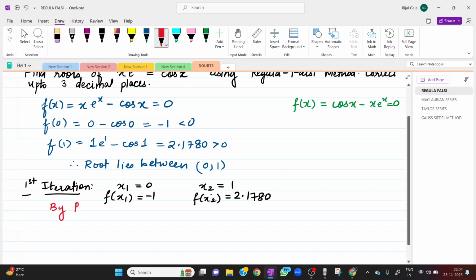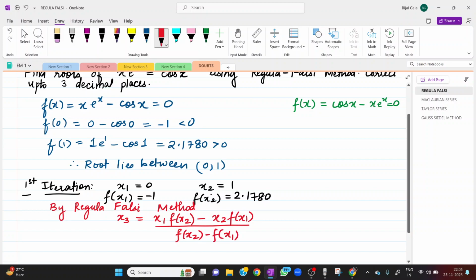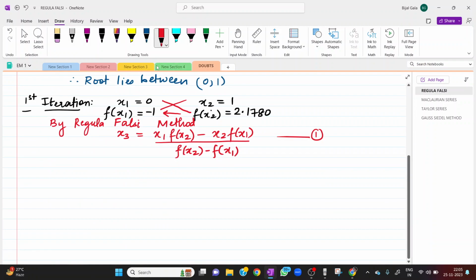The method is regular Falsi. We will mention the name and, of course, we need to write the formula. So x3 is equal to cross multiplication: x1 into f of x2, minus x2 into f of x1, over f of x2 minus f of x1. So it goes like this, then like this, and then like this. Okay, and I'll call this equation 1. So we will not need to write the formula again and again. We will use this same formula repeatedly by referring to equation 1.